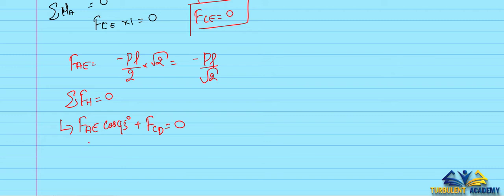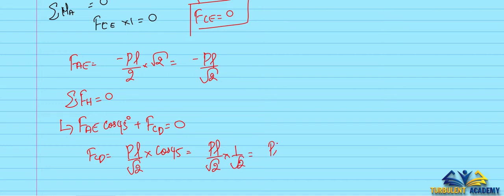Solving further for FCD, FAE is minus, so going to that side it would be positive. So PL by root 2 into cos 45, and cos 45 is 1 by root 2, so PL by root 2 into 1 by root 2 is equal to PL by 2. This is our final answer. We have got the same answer with all three methods. You can use whichever method you find easy, but with experience you should be able to tell which method suits which particular truss or frame problem. Then you will be able to solve any kind of problem in a matter of seconds.